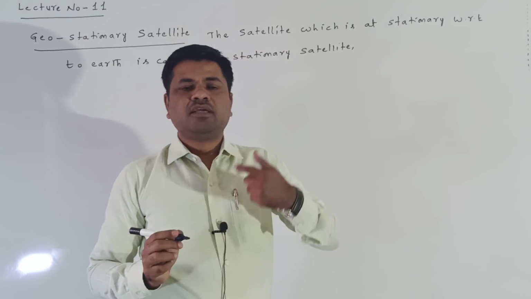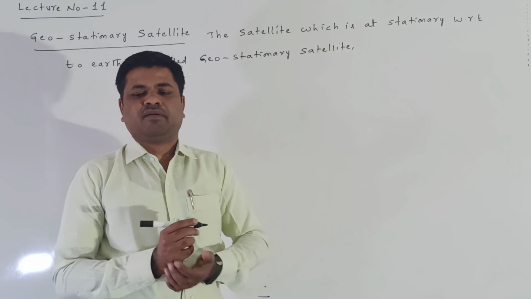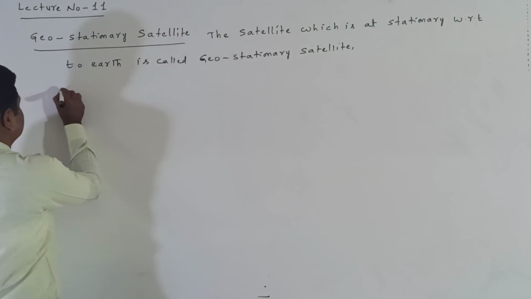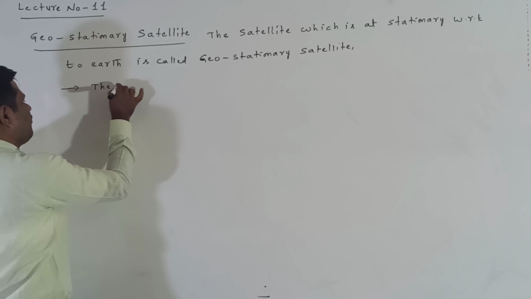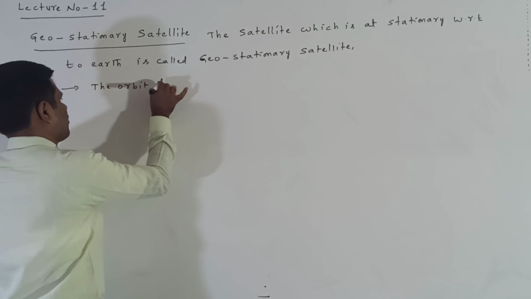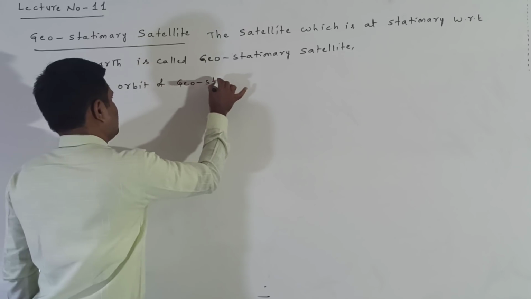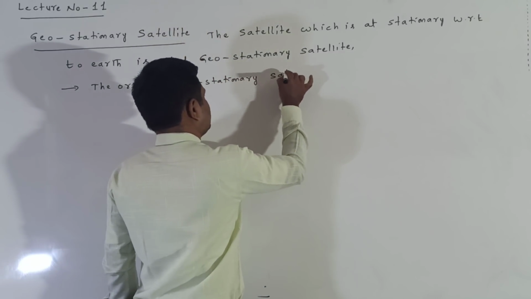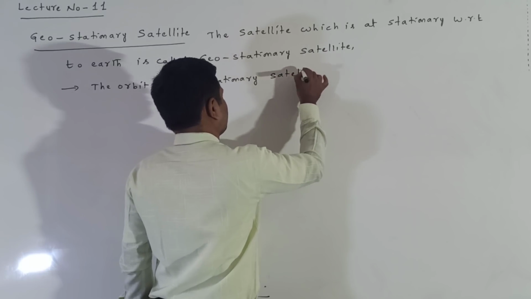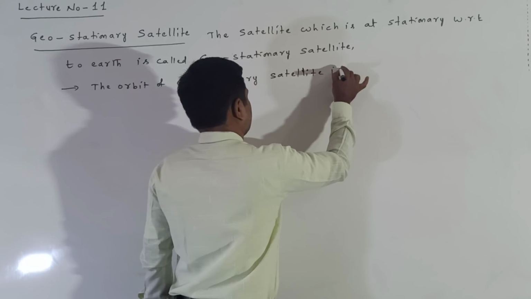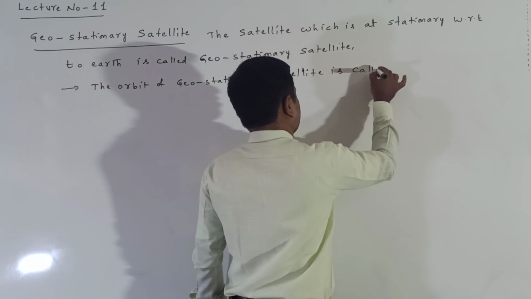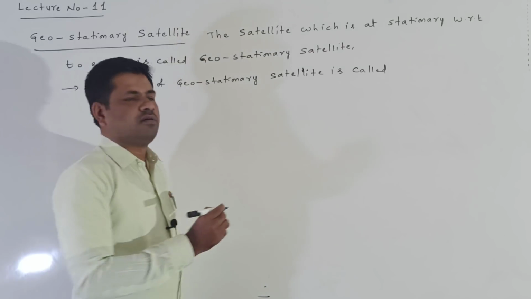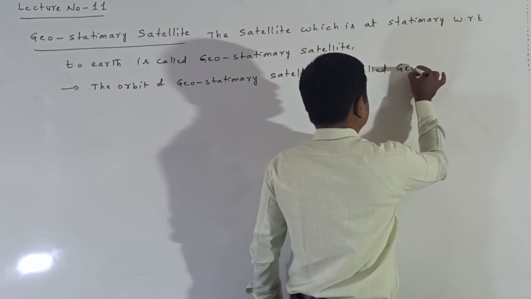Now, in which orbit is the satellite revolving? The orbit of the geostationary satellite is called the geosynchronous orbit.